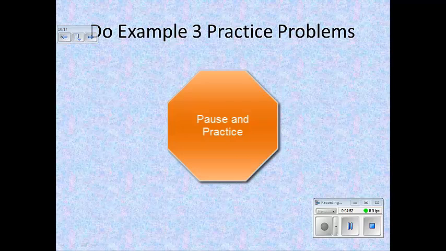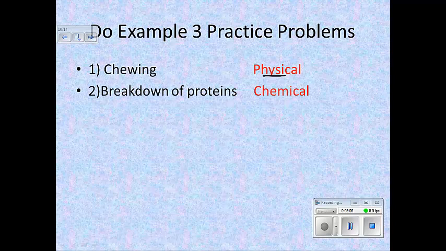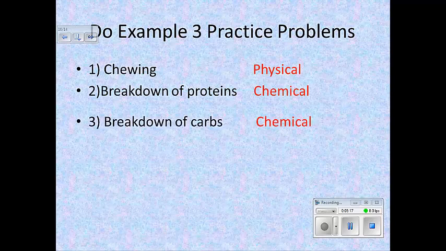Okay, so you took your definitions and let's see how you did with these example problems. So chewing. We're going to call that a physical change because if you take a sandwich and you chew a sandwich in your mouth, it's still a sandwich. Not really any reactions taking place just with chewing. Now in your stomach you have breakdown of proteins into amino acids. That's changing it from proteins to amino acids. So starting at one thing, becoming another thing, so that's going to be a chemical change.